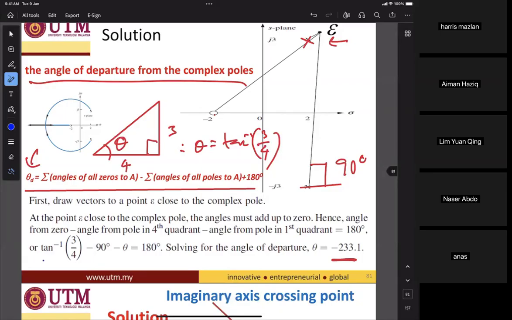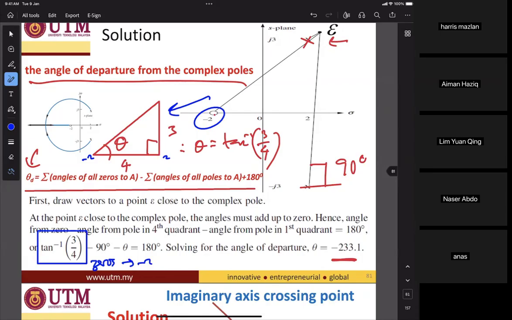Okay, this one is the angle of what? Angle of zero. Zeros minus 2 over here is a triangle. This one is minus 2, this one is 2. So the length is 4. The height is 3. Now the solution given is actually the sum of angles of zeros to A, and then minus the sum of angles of poles to A, equals 180.